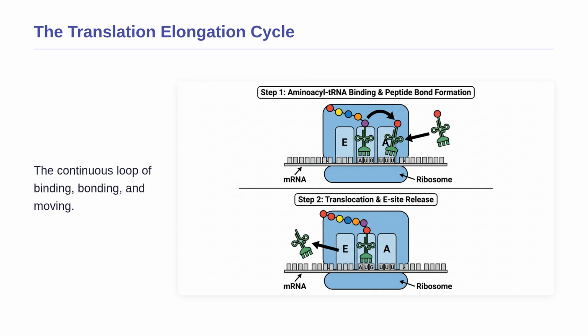Now look at the bottom half. The large arrow labeled translocation shows the entire ribosome ratcheting exactly one codon to the right along the messenger RNA. This movement shifts the empty transfer RNA into the E site, where it exits, and perfectly positions the growing chain back into the P site, leaving the A site empty and ready to repeat the cycle.